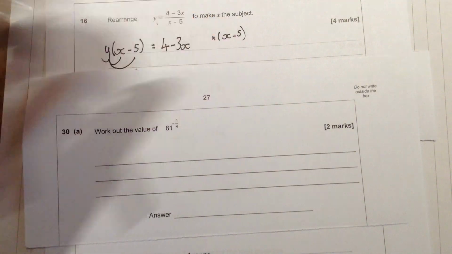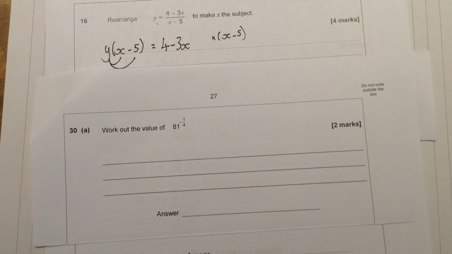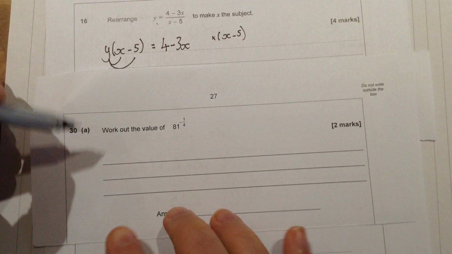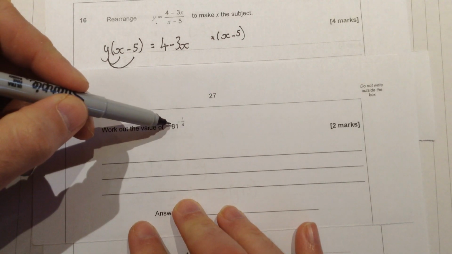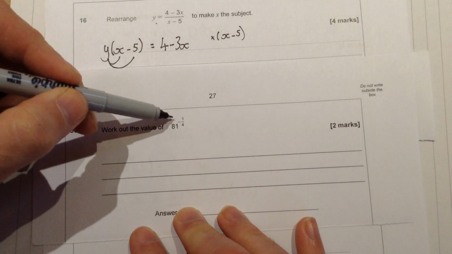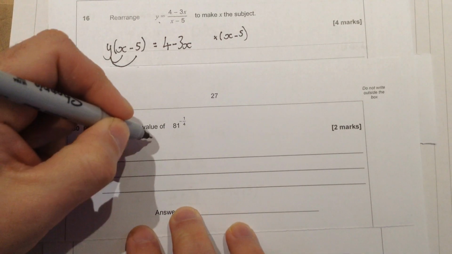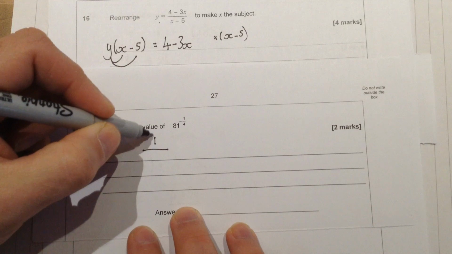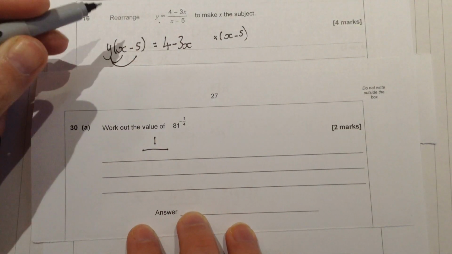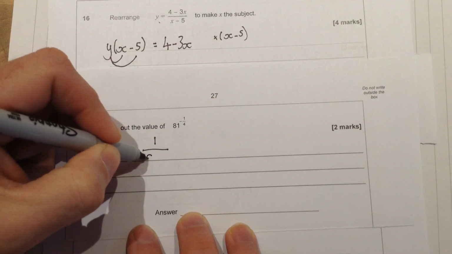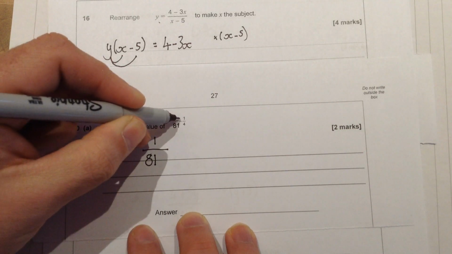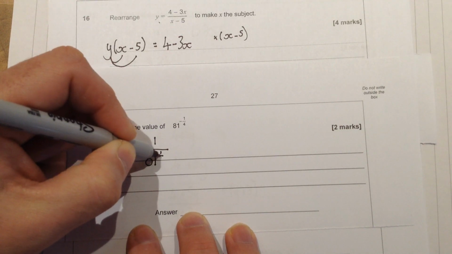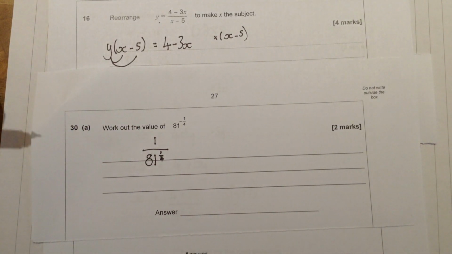Here's your next question. In order to do this, we need to bring in some of the rules of indexes, or indices should I say. So 81 to the power of minus a quarter. As soon as you see that negative power, the first thing you've got to do is 1 over. A negative power means we do the reciprocal, so 1 over straight away. On the bottom, we just rewrite the exact same question, just without that little minus. So it'd be 81 to the power of a quarter.